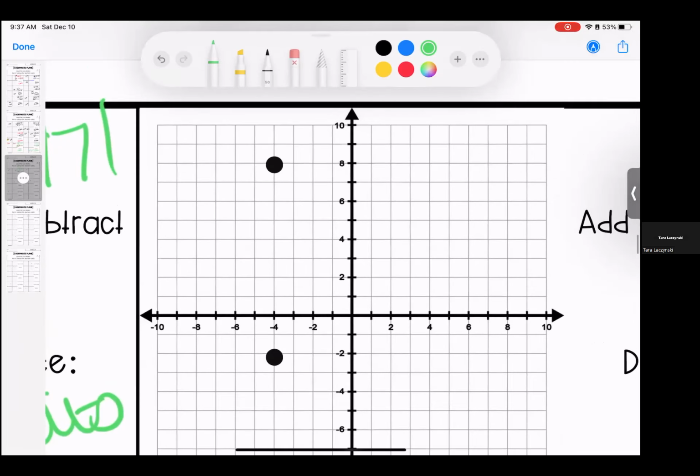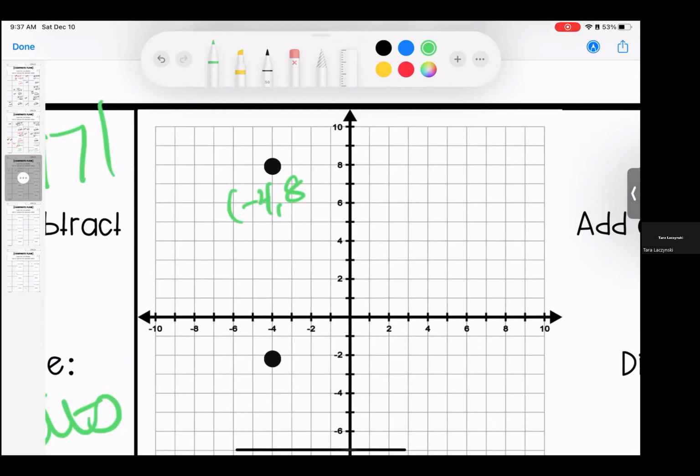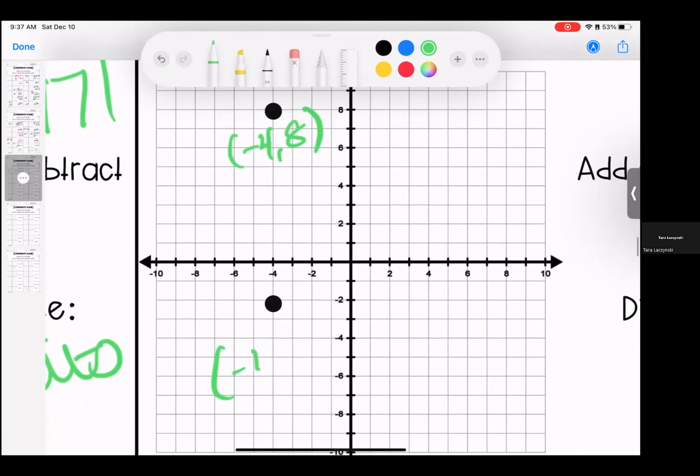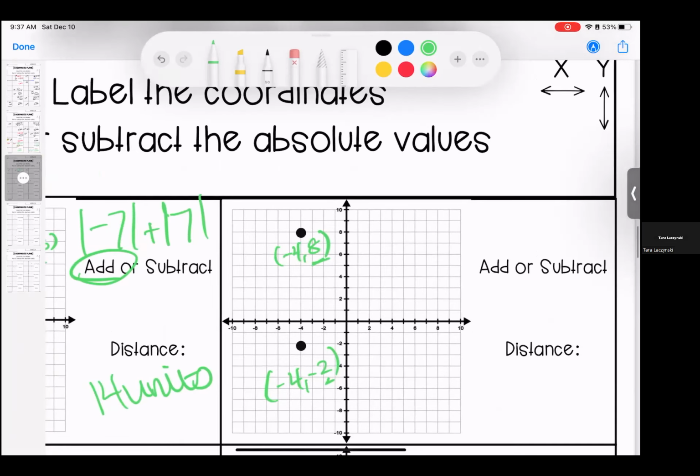Over here, we are at negative 4, comma 8. And negative 4, comma negative 2. Here's my difference. They're in a different quadrant, so I add the absolute value of 8 plus the absolute value of negative 2. I have a distance of 10 units.